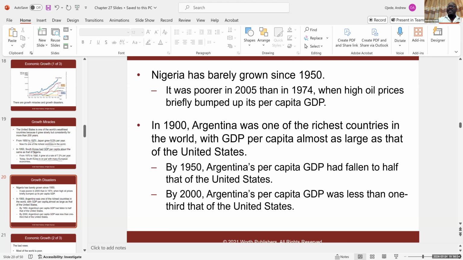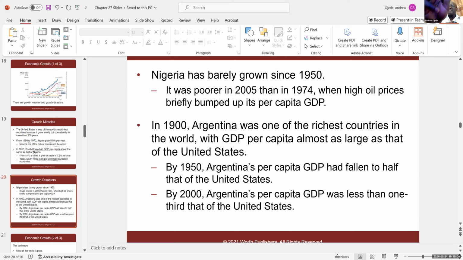Now, as I said, Nigeria has barely grown since 1950. It was poorer in 2005 than in 1974. In the 1970s, oil prices were high, because Nigeria is part of OPEC, the Organization of Petroleum Exporting Countries, which is this oil cartel. I talked about it in the chapter on oil cartels and oligopoly, chapter 15. That gave Nigeria a little bit of a boost in the 1970s, because oil prices were high and they were able to accumulate wealth because of oil. But when oil prices fell, by 2005 Nigeria actually became poorer than it was in 1974.